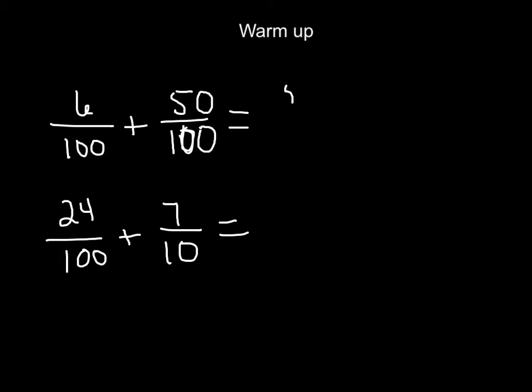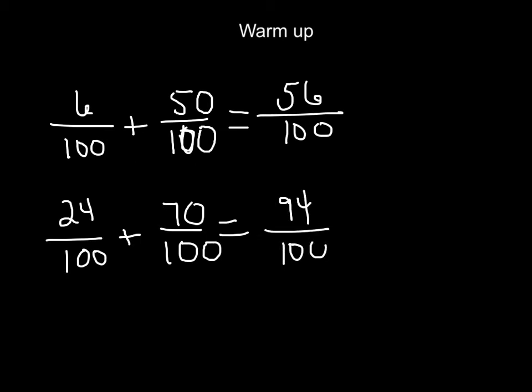6 plus 50 is 56, and we keep our 100 the same. Same with the bottom. I can change my 10 to 100, change my 7 to 70, and add across. 24 plus 70 is 94. Keep my 100 the same. Erase your board and we'll get started on the last set.